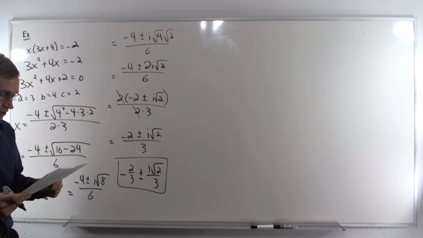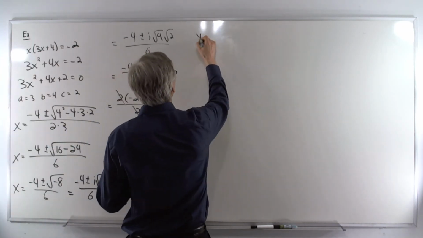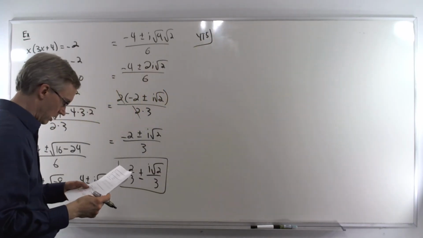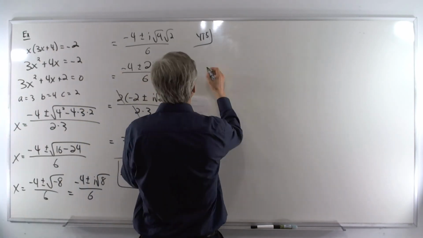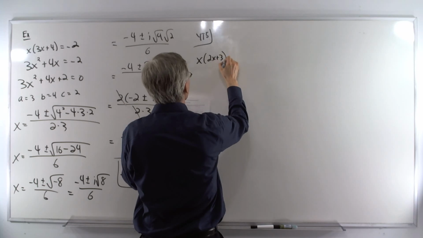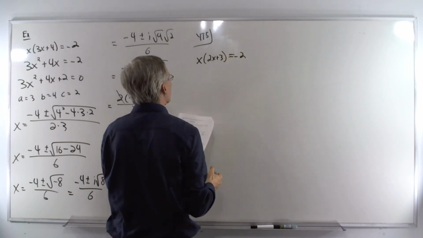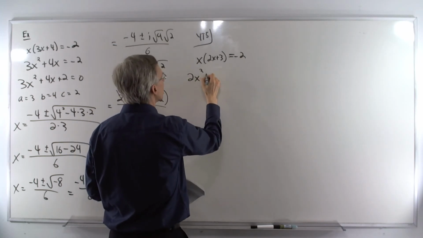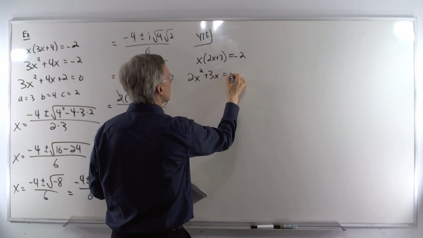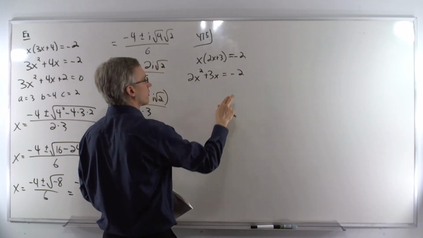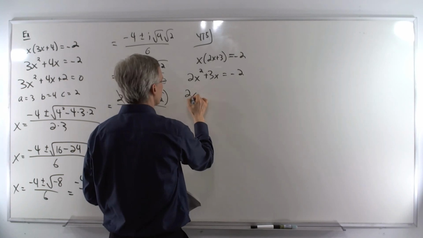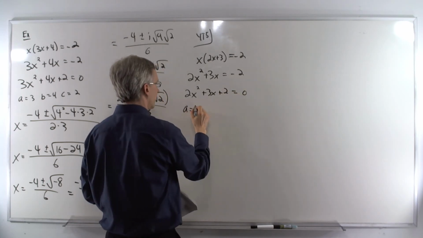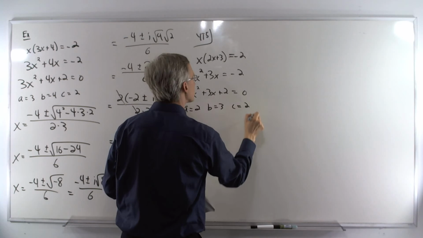All right, that brings us to your turn, number 5. x times 2x plus 3 equals negative 2. Distributing it, we get 2x squared plus 3x equals negative 2. Now we can bring the negative 2 to the left, turn it positive: 2x squared plus 3x plus 2 equals 0. So that gives us a equals 2, b equals 3, and c equals 2.